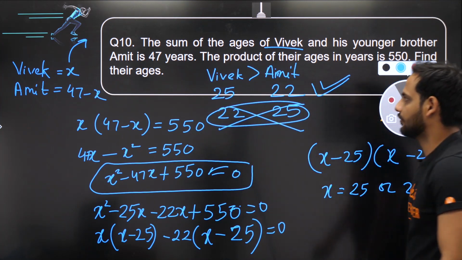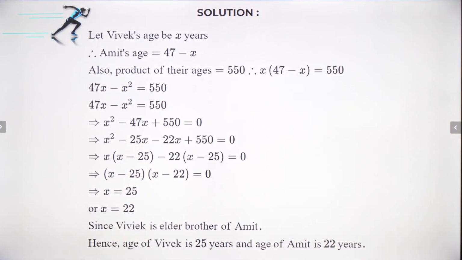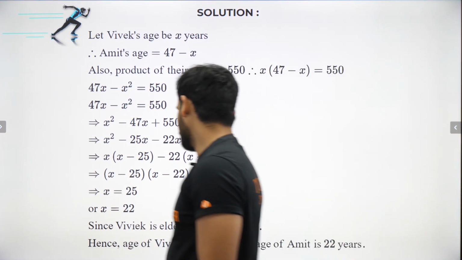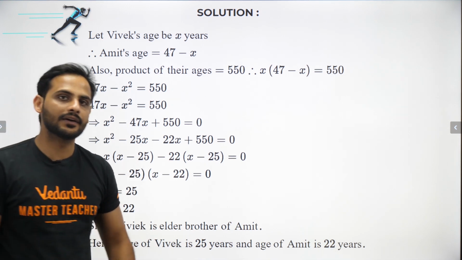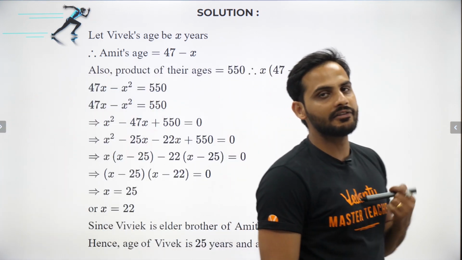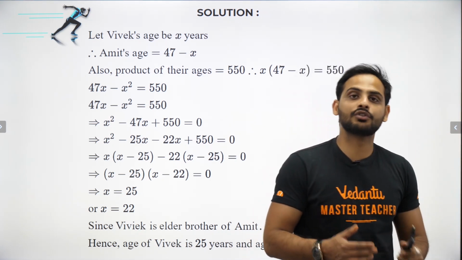So the correct answer for this part is Vivek's age will be 25, Amit's age will be 22. So Vivek is 25 years old and Amit is 22 years old. Now see here, x is equal to 25 and 22, both we have got, both are positive values. Age has to be positive, both should be accepted.